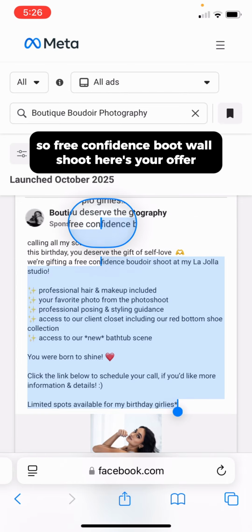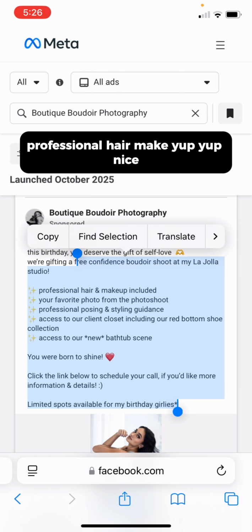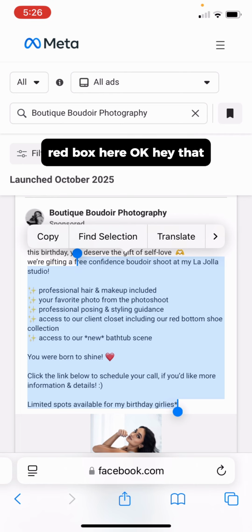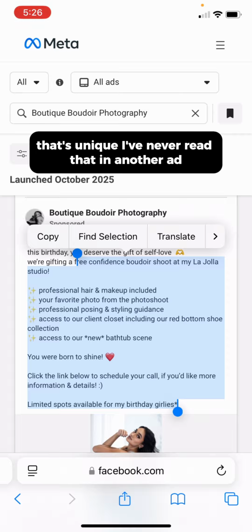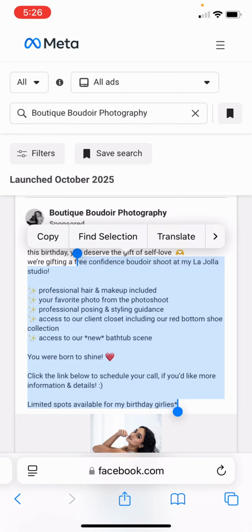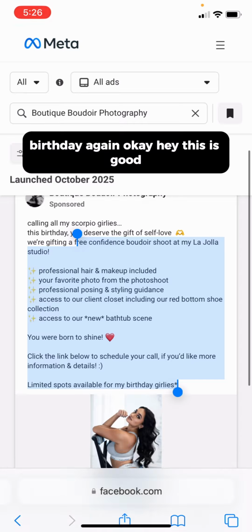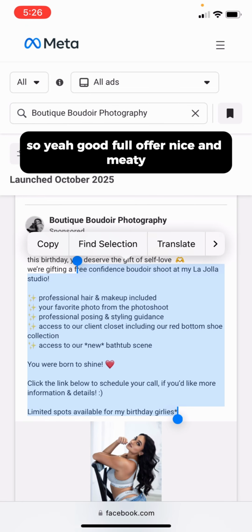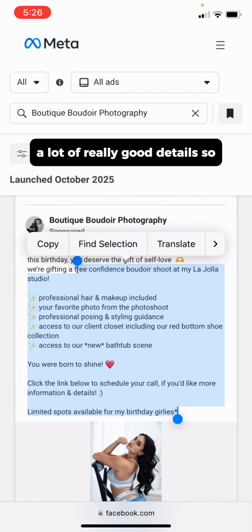So, free confidence boudoir shoot. Here's your offer. Professional hair and makeup. Yep. Nice. Red box. Okay, yeah, that's unique. I've never read that in another ad. Access to our new method. Okay, want to shine. Click things. Schedule your call. Birthday again. Okay, hey, this is good. So yeah, good full offer, nice and meaty. A lot of really good details.